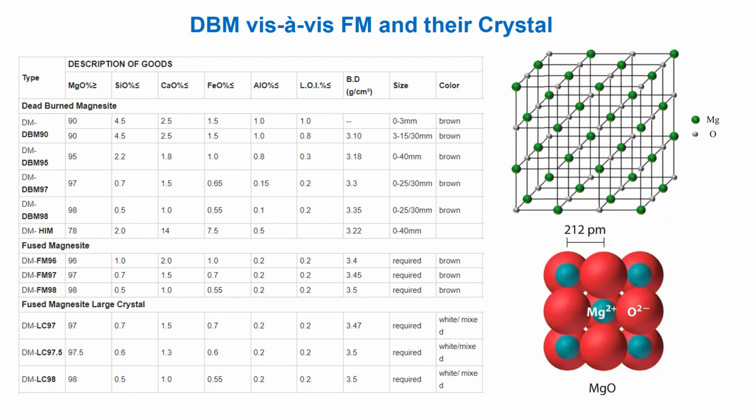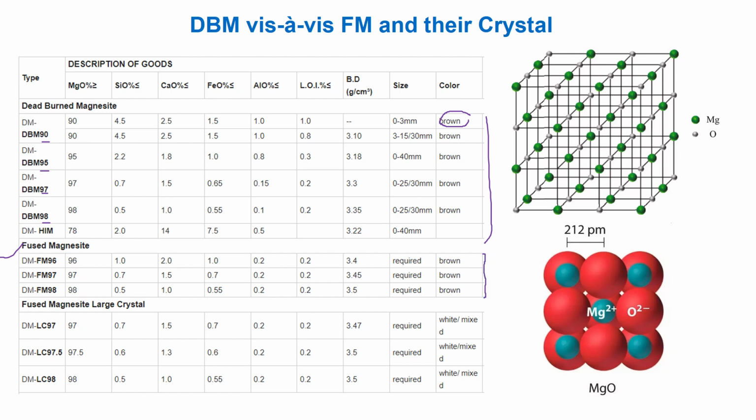This slide represents the comparative chemical composition and appearance of different grades of DBM and AFM. Here we can see the 90% brown color DBM. Then DBM has different variations: 90, 95, 97, 98, and this number depends on the content of MgO. And fused magnesia also 96, 97, 98, but those are brown in color.